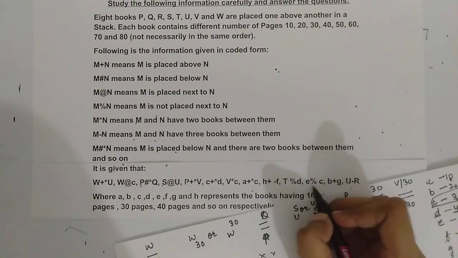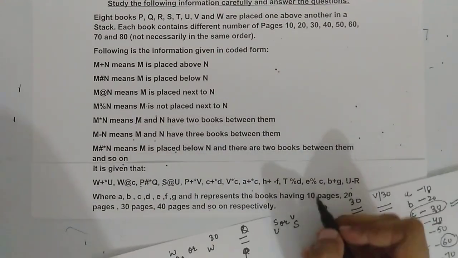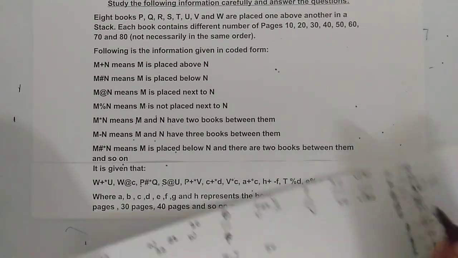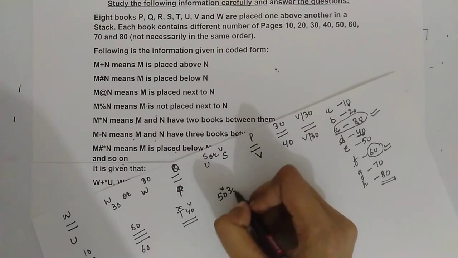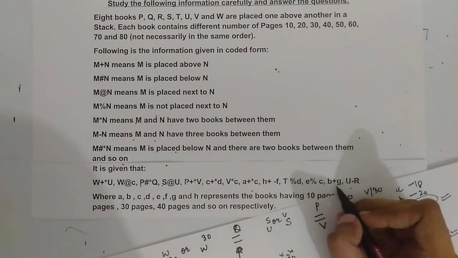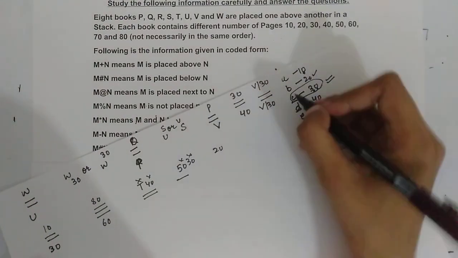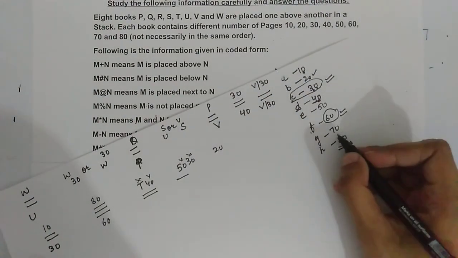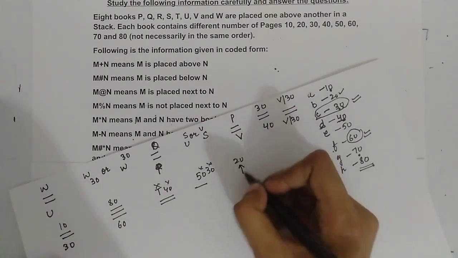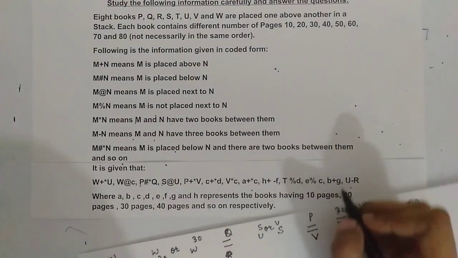Fine. E star C. Now E is the book having 50 pages. Star means not adjacent to the one having 30 pages. Fine. See the next one, B plus G. B is the book having 20 pages and G the book having 70 pages. Plus means the book having 20 pages will be above the book having 70 pages.